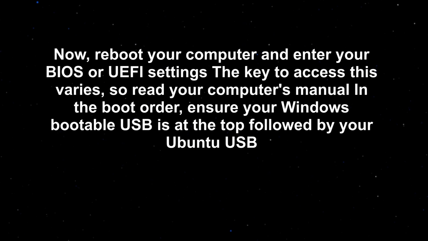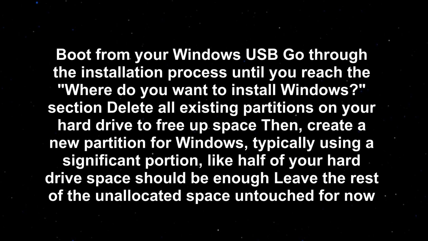Now, reboot your computer and enter your BIOS or UEFI settings. The key to access this varies, so read your computer's manual. In the boot order, ensure your Windows bootable USB is at the top, followed by your Ubuntu USB. Boot from your Windows USB.